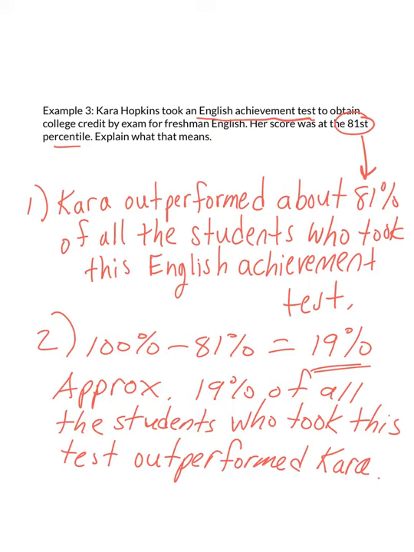It gives you two important pieces of information. It tells you approximately the percent of the population who took the test that you did better than, and it also can give you information about the percent of the population who did better than you. For the latter, you just subtract your percentile from 100%, just like we did here.